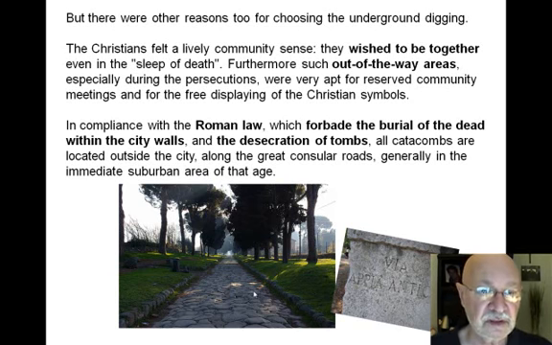Now one wonders why, if the Romans who were persecuting the Christians knew where they were, they didn't go after them. Probably, number one, was a fear of the dead. They also had a law which forbade the burial of the dead within the city walls and the desecration of tombs. So all catacombs are located outside the city along the great consular roads, generally in the immediate suburban area of that age.